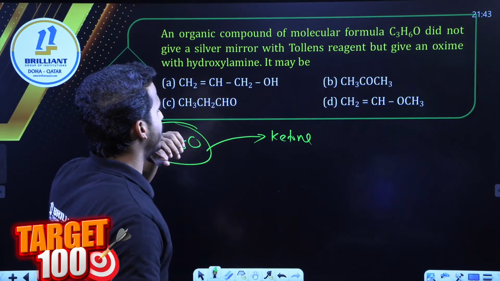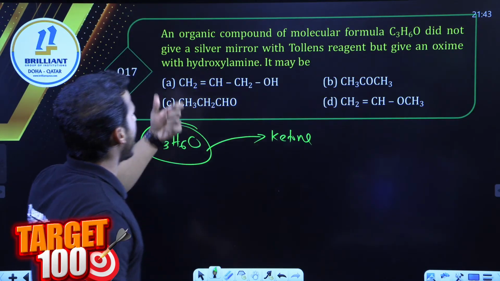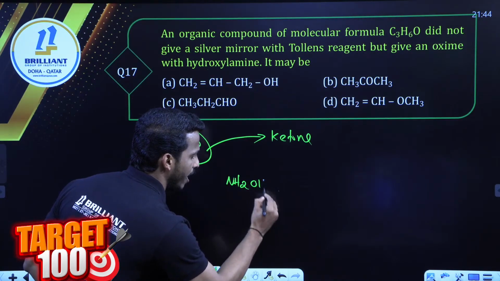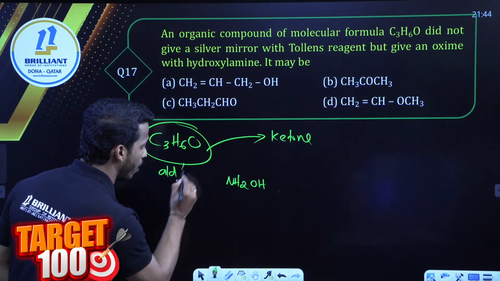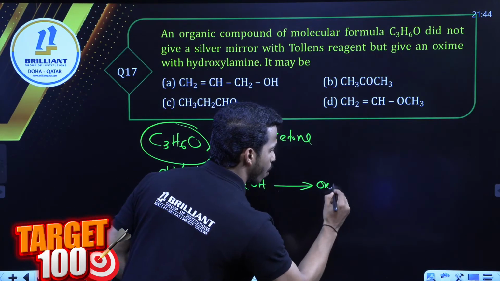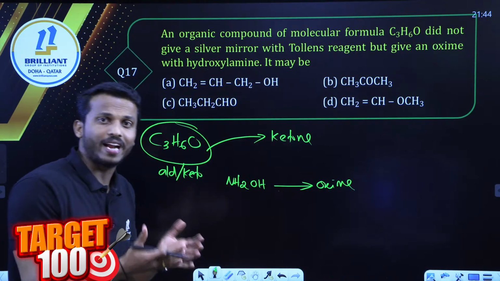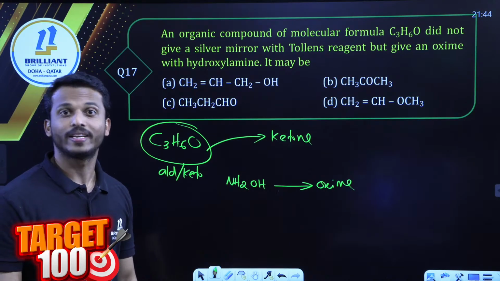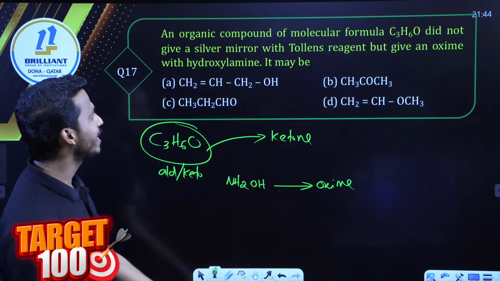It does not react with Tollens reagent, but gives an oxime with hydroxylamine. You know what hydroxylamine is? NH2OH. An aldehyde or ketone, when you treat it with hydroxylamine, will give an oxime. We already proved that it is not an aldehyde, because it's not giving the silver mirror test. So it is a ketone. So your answer is a ketone.